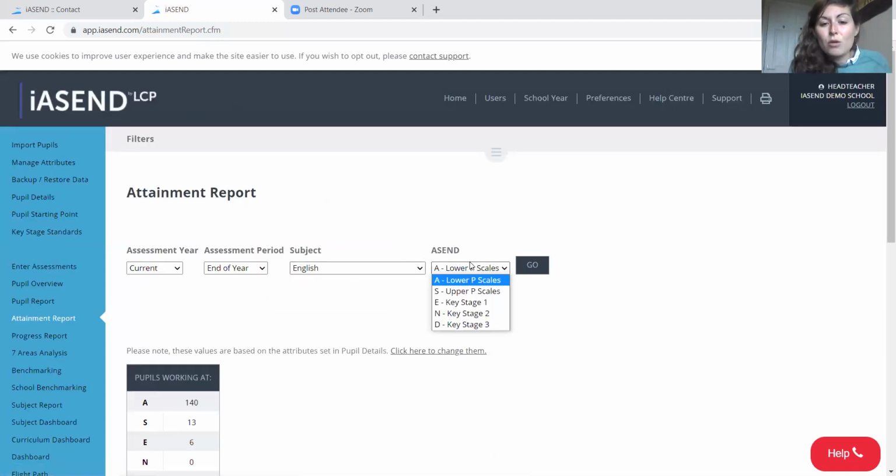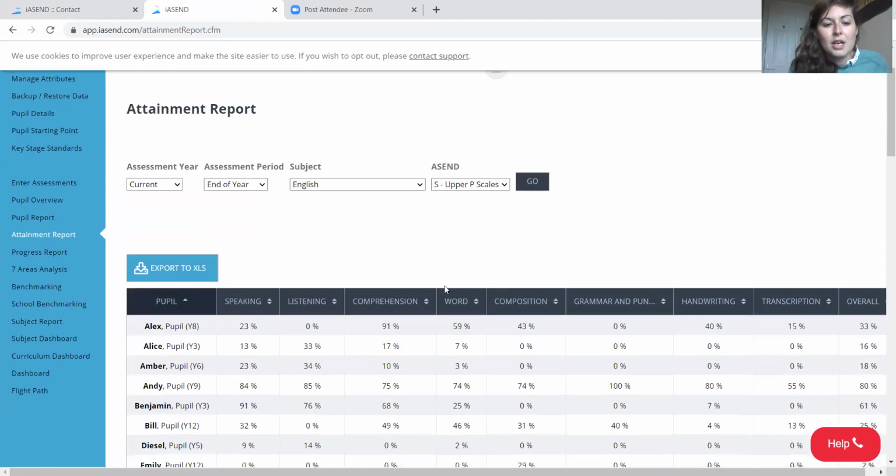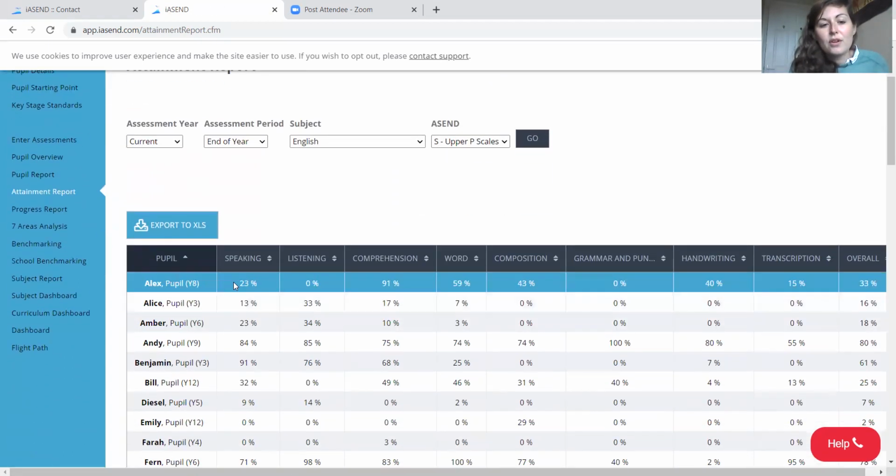I'm going to choose out of the A curriculum because the A curriculum is not subject specific. It's going to create a slightly different report. And we know that Alex is on S. So press go. So you can see here, we've got Alex again.